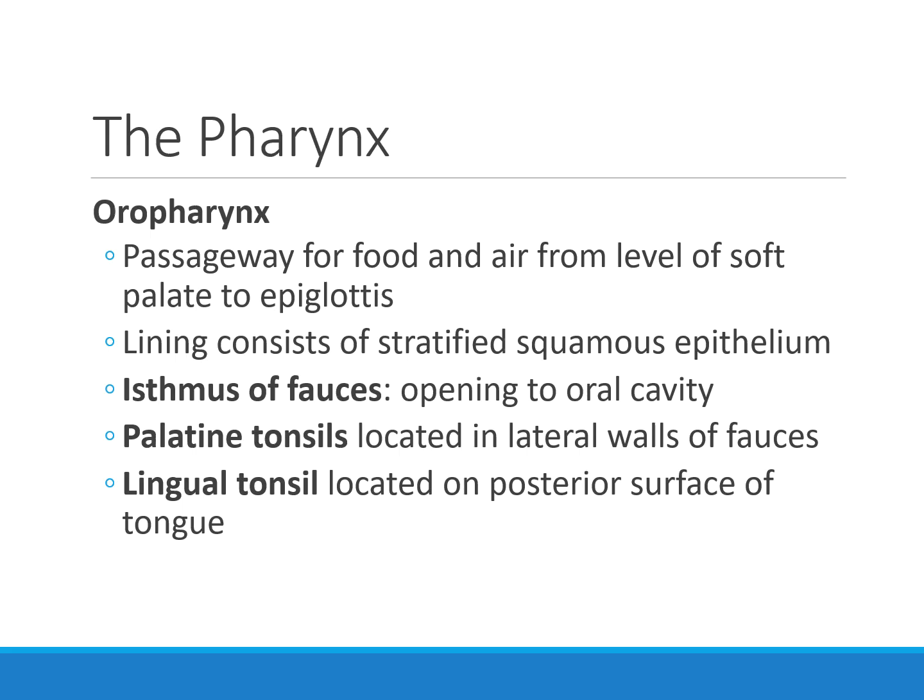The isthmus of the fauces is the opening to the oral cavity. The palatine tonsils are the ones that you think of, of course, when someone has their tonsils removed. They're the ones that are on the lateral walls, and then the lingual tonsil is the one that's found on the base of your tongue.